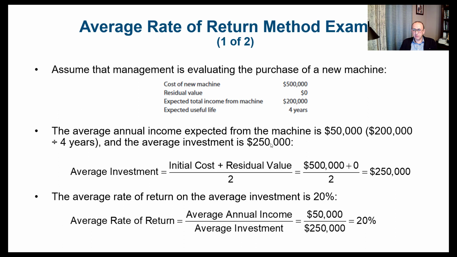How did we get the average investment? Again, remember, beginning plus ending divided by 2. So it's initial cost plus the residual value divided by 2. So we get the $500,000, which is our cost of the new machine, plus the residual value, which is 0, divided by 2, and that's $250,000. So the average rate of return, you can see here that the average annual income is $50,000 because it's $200,000 divided by 4 years, divided by the average investment of $250,000, and that's 20%.